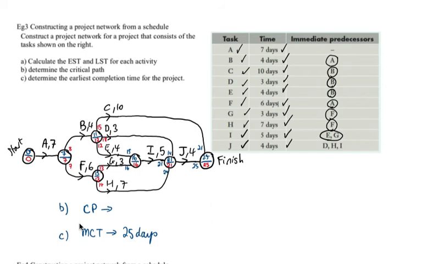The completion time, we circle those nodes where the numbers match. Highlight the path, and then list out the activities. So we've calculated both of those, and that's the numbers in each circle. We've determined the critical path, and we've determined the earliest completion time or minimum completion time for the project.